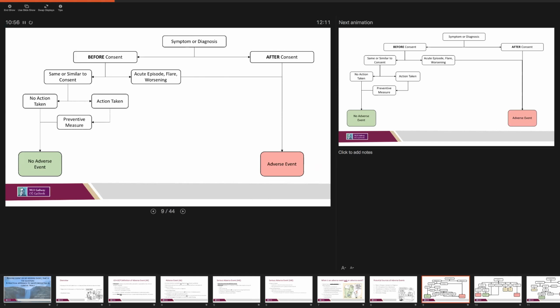The flip side of that is if you have somebody who takes an action, the action depends on what occurs. So if somebody goes to their GP and says, I want to prevent headaches happening to me in the future, and they start a medication, there isn't actually a worsening. The preventive measure means that they're trying to prevent something occurring. That's not an adverse event.